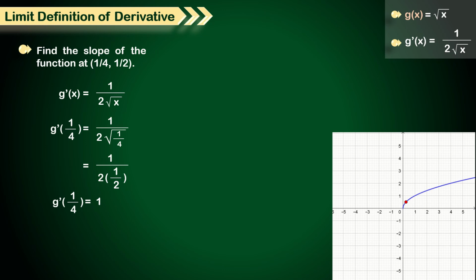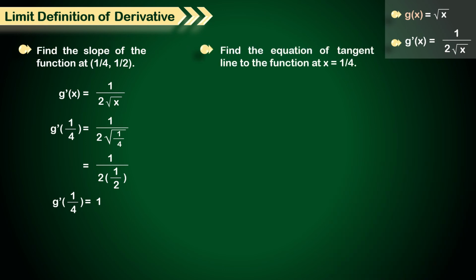On the same point, find the equation of the tangent line to the function at x equal to 1/4. Similar to other videos, to find the equation of the line, use point-slope form. Substitute values. y minus the y-coordinate, which is 1/2, is equal to the slope, which is 1, multiplied by x minus the x-coordinate, which is 1/4. Distribute 1 to each term of x minus 1/4. We have y minus 1/2 is equal to x minus 1/4.